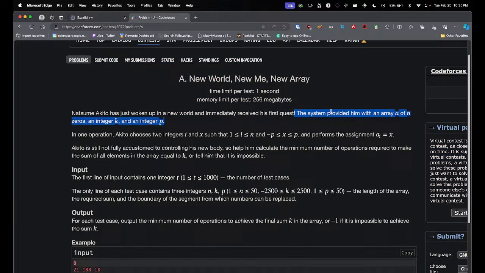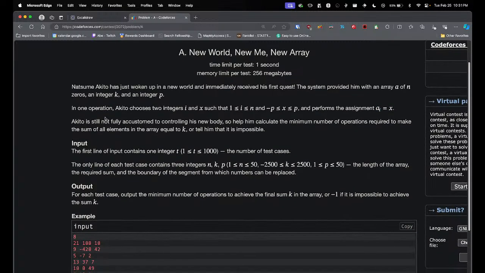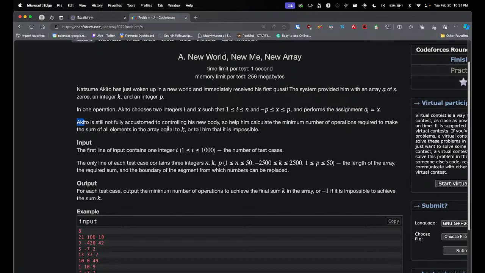The question is, the system provides an array of n zeros, an integer k, and an integer p. You can choose an index i and x such that x is between -p and p, and assign a_i with x. Now we need to figure out if we can make the sum equal to k.